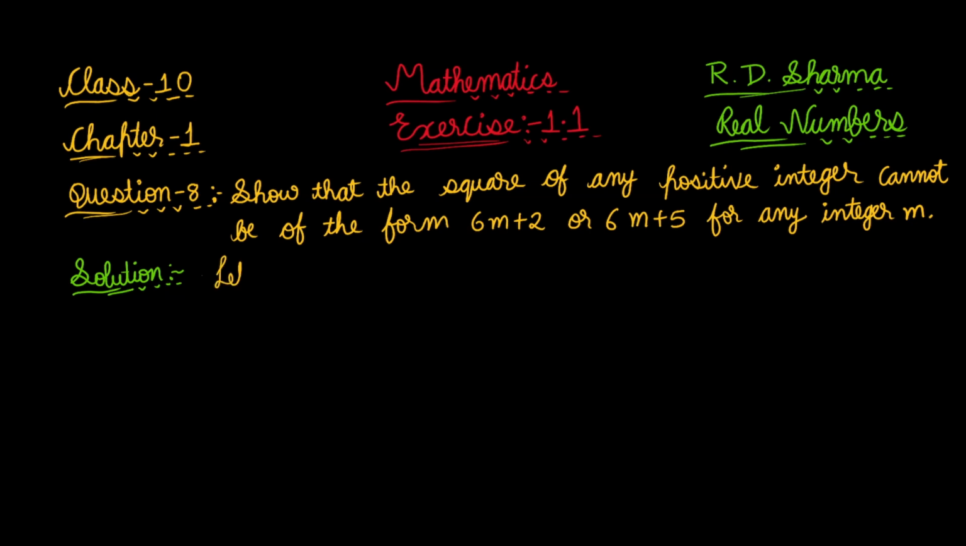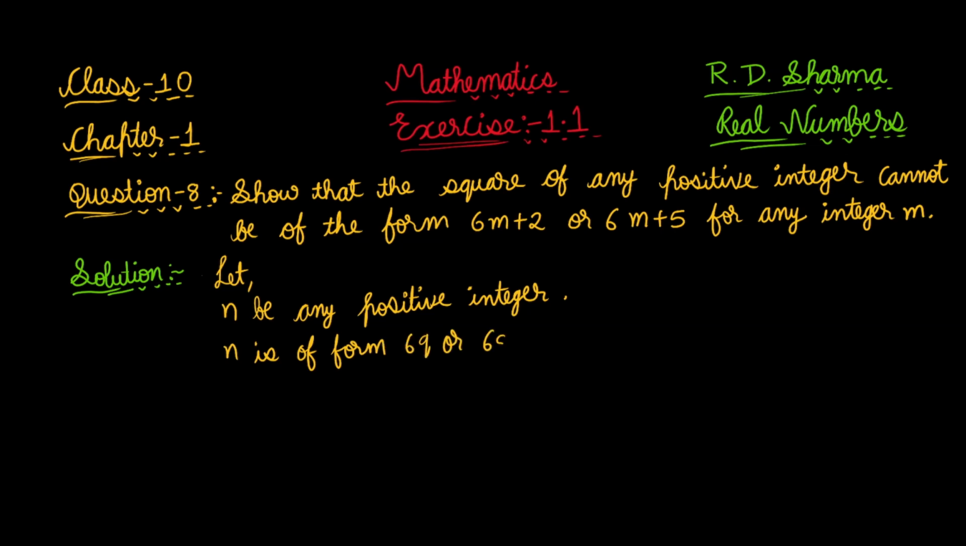So let n be any positive integer. So n is of the form 6q or 6q plus 1 or 6q plus 2 or 6q plus 3 or 6q plus 4 or 6q plus 5. So we will take the square of each of them one by one.